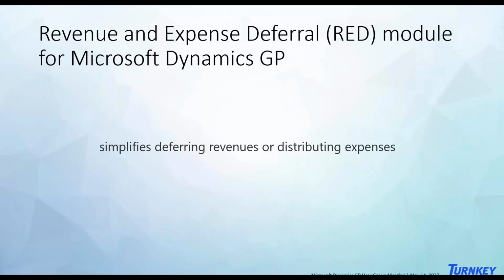So revenue and expense deferrals, or RED, the RED module, basically it simplifies deferring revenues and distributing expenses. If you think about the accrued expenses you do, any kind of prepaids, revenue where maybe you bill up front, but you need to recognize revenue monthly over a 12-month contract, that sort of thing. This revenue and expense deferral module can help automate that process for you.